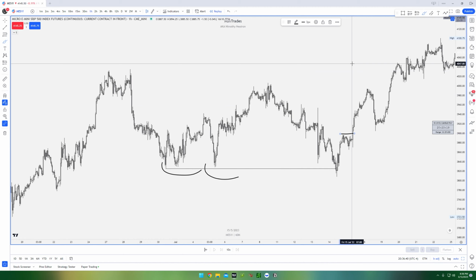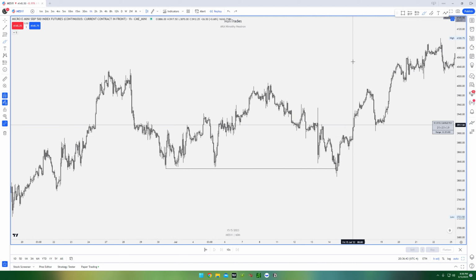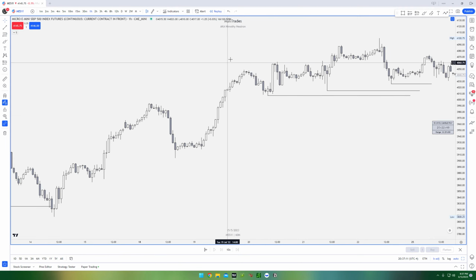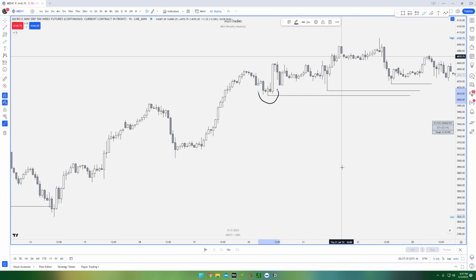Let's see liquidity play out in real time, okay? Where is liquidity resting? Beneath these lows. This is exactly the same scenario that I talked about. Price making higher highs, higher lows. Beneath these lows is liquidity. What's the most likely scenario that's going to happen? We take out these lows and shoot up higher.